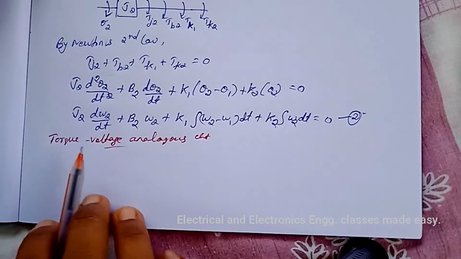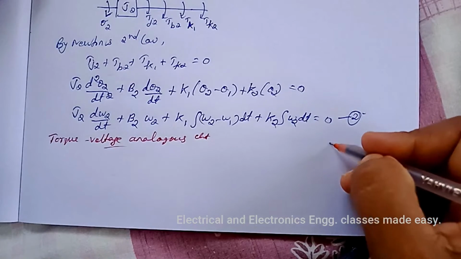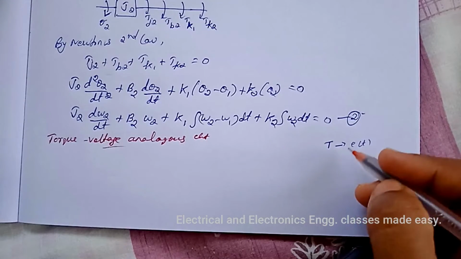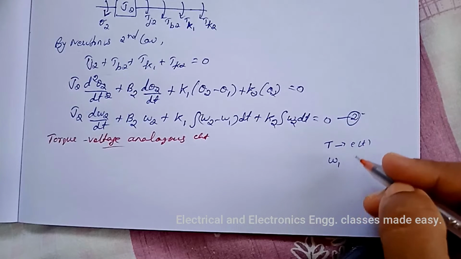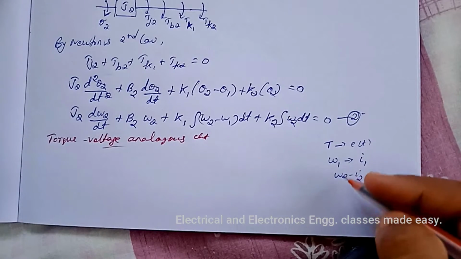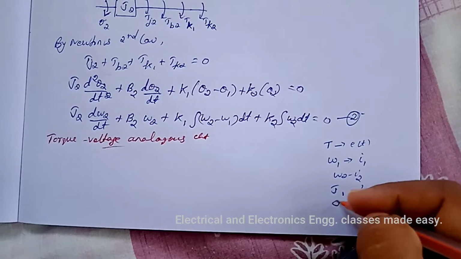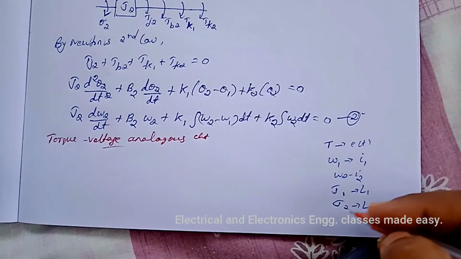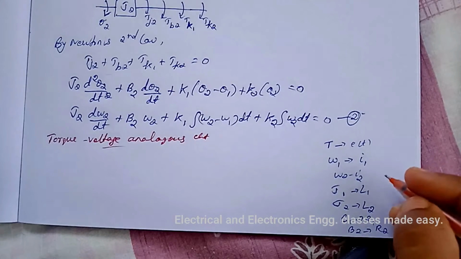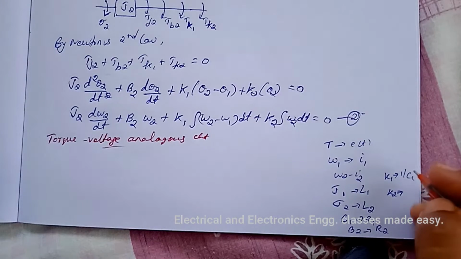Now to draw the torque voltage analogous circuit, we have to consider T. The torque is analogous to the voltage source, then omega 1 angular velocity is analogous to the current I1, omega 2 to I2, then J1 is analogous to L1, J2 to L2, B1 is analogous to R1, B2 is analogous to R2, then K1 is analogous to 1 by C1, and K2 is analogous to 1 by C2.